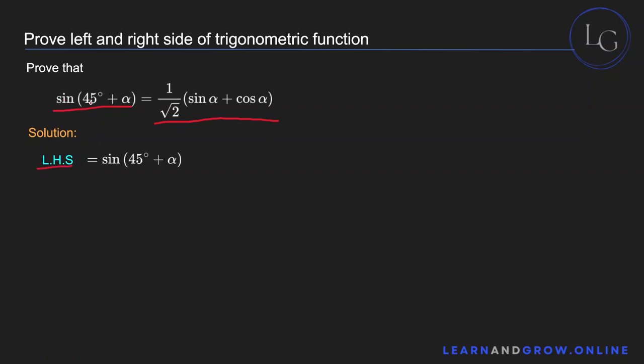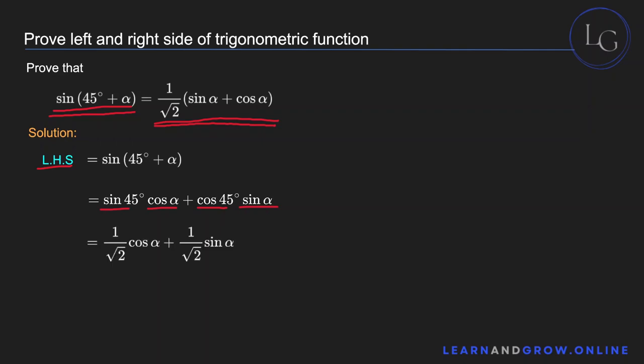Let's prove that this sine 45 plus alpha is equal to 1 by under root 2 into sine alpha plus cos alpha. Because you can see that this left hand side looks very familiar. We can apply the trigonometric identity on it. We can write down sine 45 plus alpha as sine 45 cos alpha plus cos 45 sine alpha. At this point you should know this.